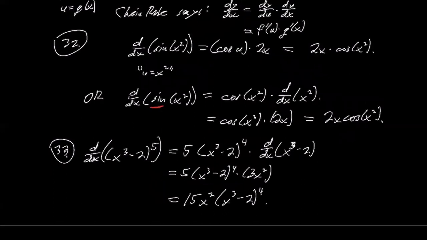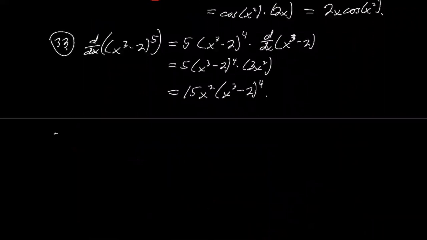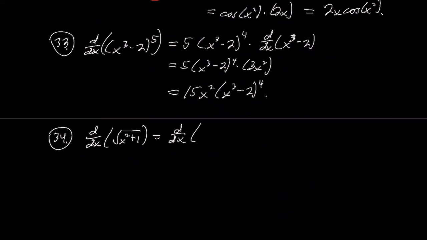34, again, you might want to be pausing and trying these yourself. 34, square root of x squared plus 1. So let's differentiate the square root of x squared plus 1. Well, before we do that, we probably want to convert that to a 1/2 power, right? And so again, the inside thing is the x squared plus 1. At the outside layer, we're doing the last thing. If you're plugging in x in this function, you're squaring it first, then you're adding 1, and then you're taking the square root. So the outer layer is the 1/2, the square root.